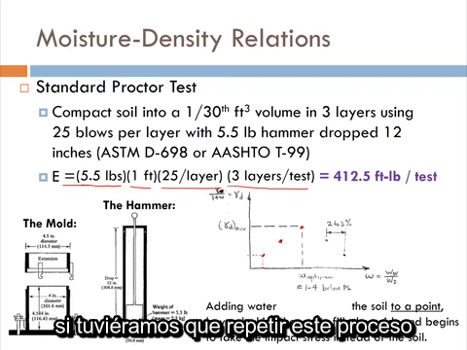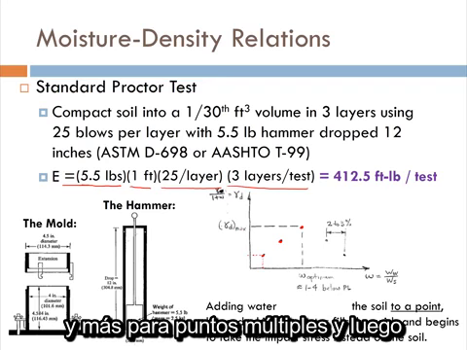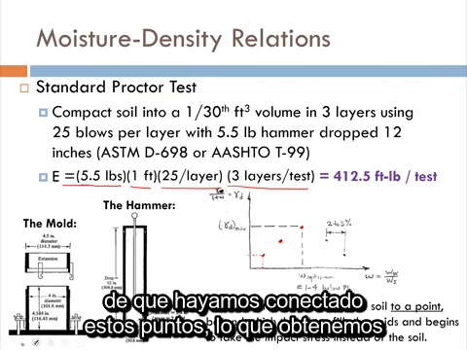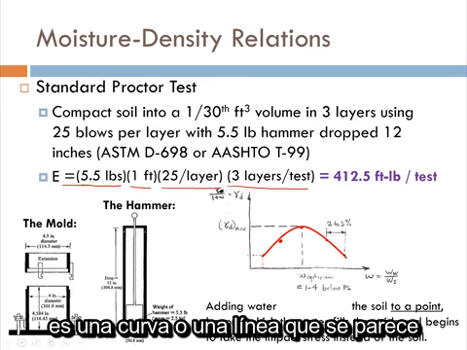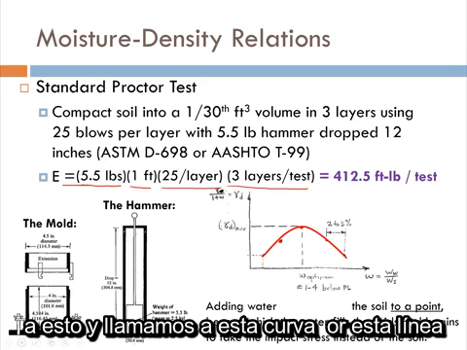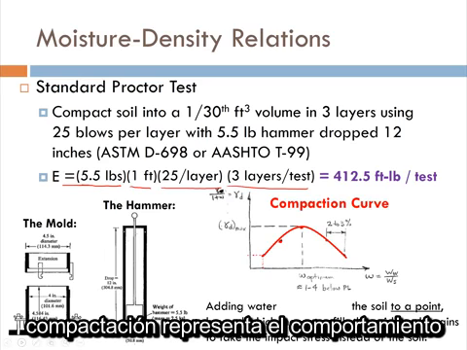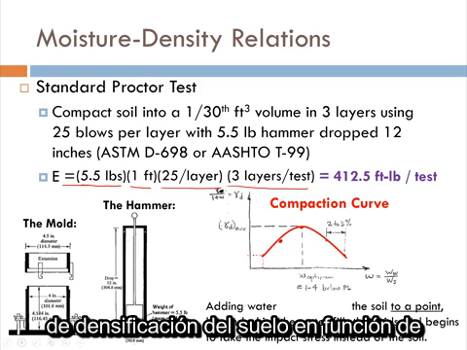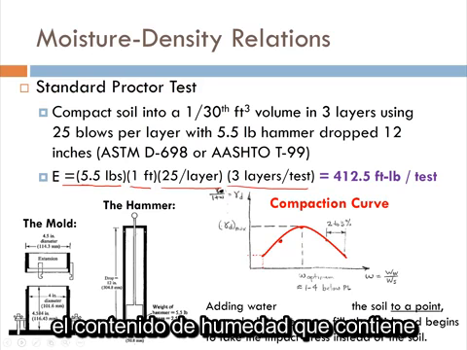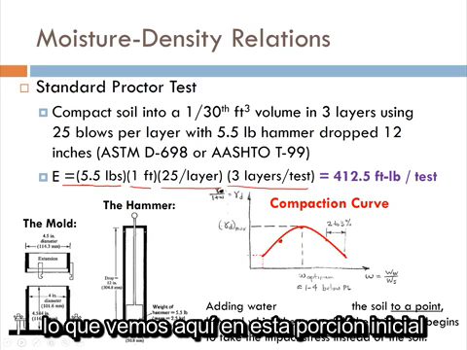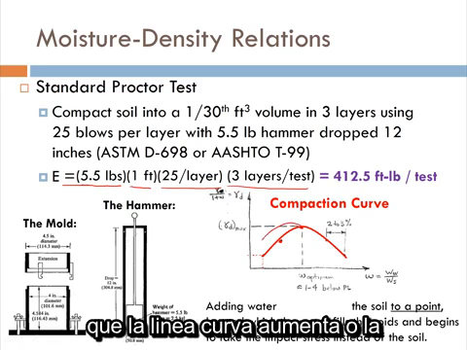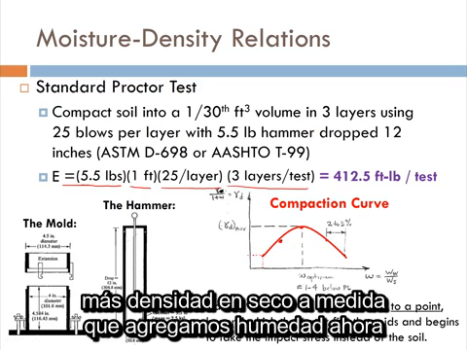Now if we were to repeat this process over and over, for multiple points, and then connect these points, what we'd get is a curve or a line that looks like this. And we call this curve a compaction curve. This compaction curve represents the densification behavior of the soil as a function of the moisture content in it. So in this initial portion, the curve goes up, indicating that we get more dry density as we add moisture.